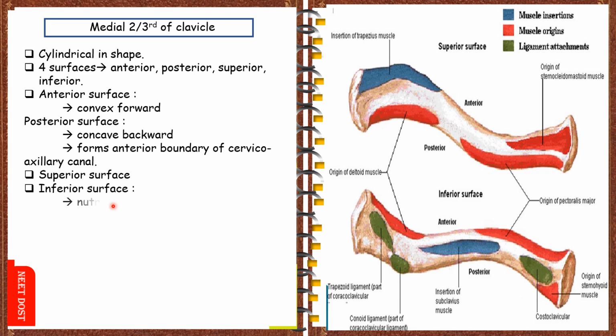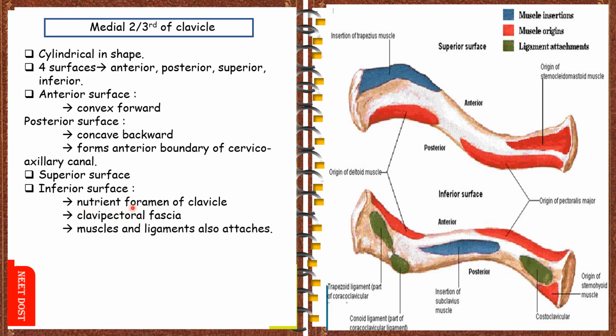And coming to the discussion of the inferior surface, it contains four parts, where the first one is the nutrient foramen of the clavicle. The nutrient foramen is located on the lateral end of the subclavian groove. This is the subclavian groove, as we know, and its lateral end contains the nutrient foramen of the clavicle. Then the clavipectoral fascia.